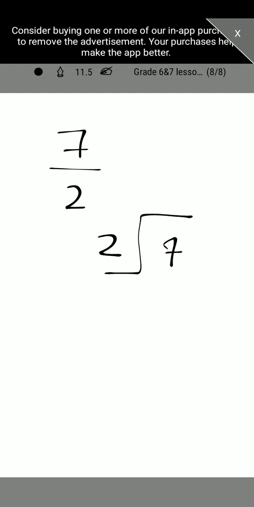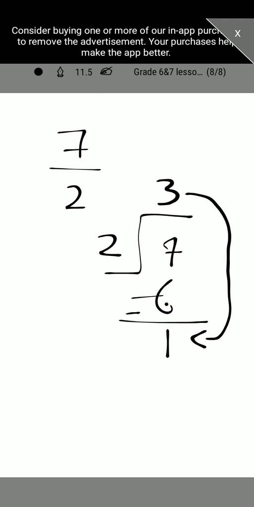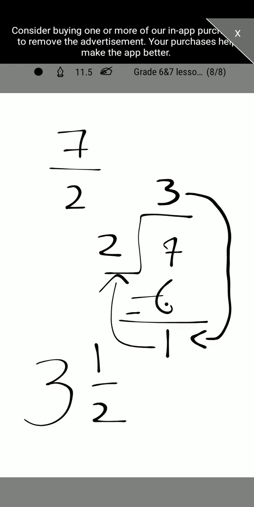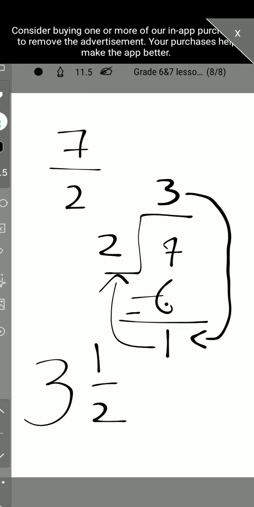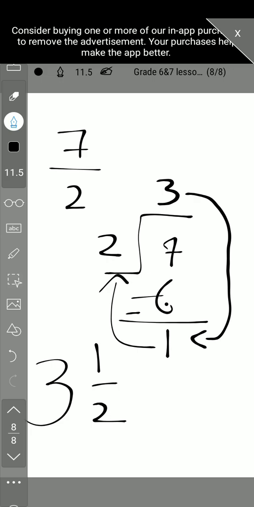2 is how many times 7? 2 is 3 times 6, not 7, so we will do 2 times 3 is 6, subtract it, so you will get 7 minus 6 is 1. Now you just make the arrows like this. Follow the arrow and write down your answer in mixed number, starting from the top: 3 whole 1 upon 2. So that's how we can write the answer from an improper fraction to a mixed number.